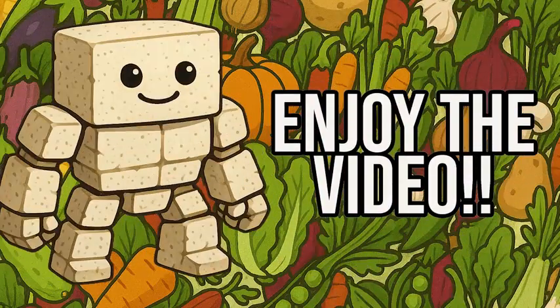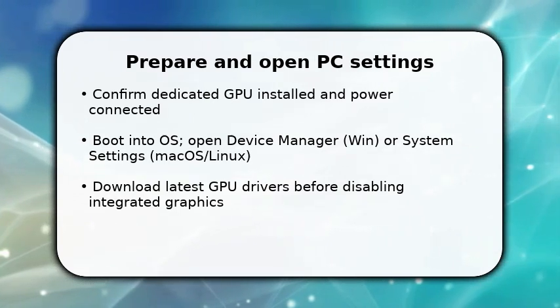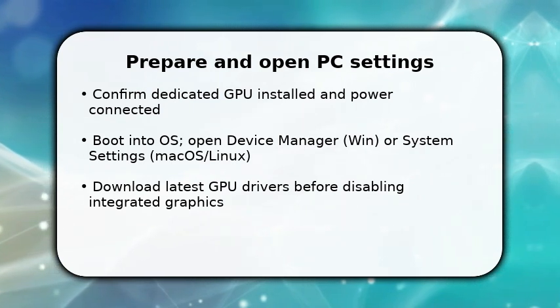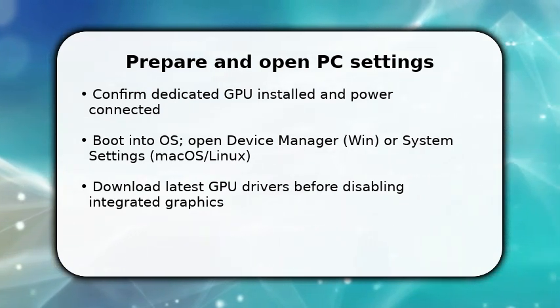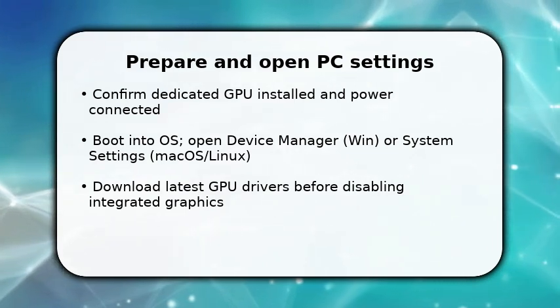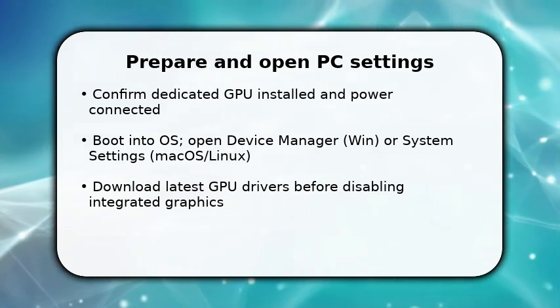Please enjoy the video. You start by confirming the discrete GPU is physically installed and powered. This prevents boot problems. Once done, boot to your operating system and open Device Manager on Windows or System Settings on other OSes. Make sure you've downloaded the latest drivers for the graphics card so you can install them immediately.